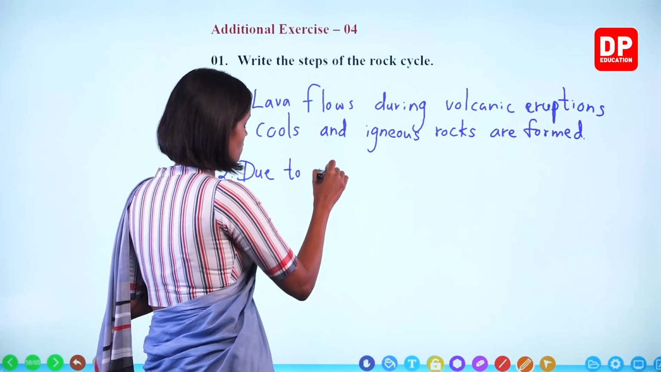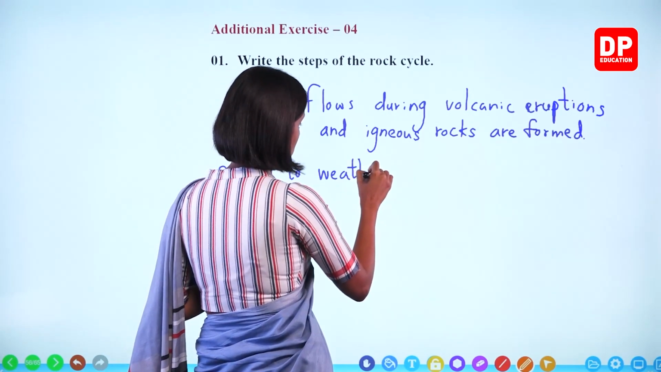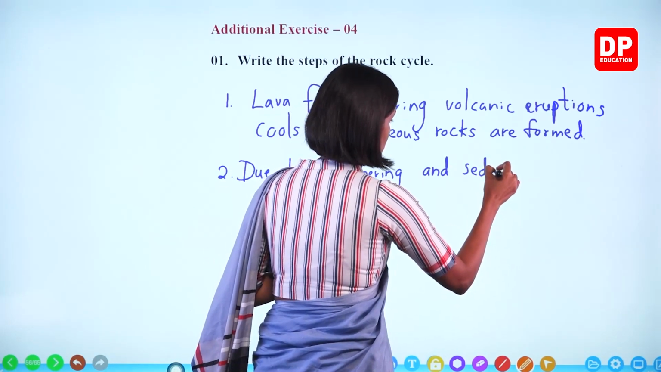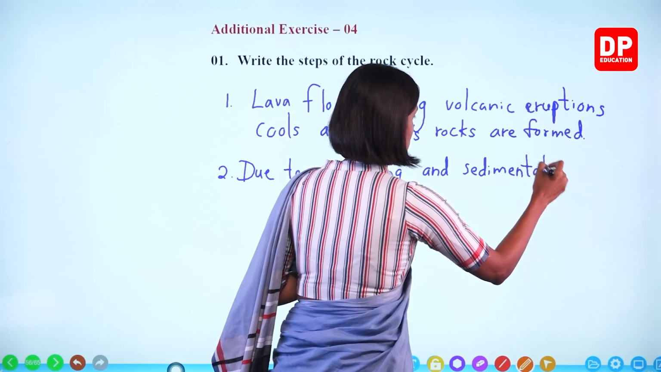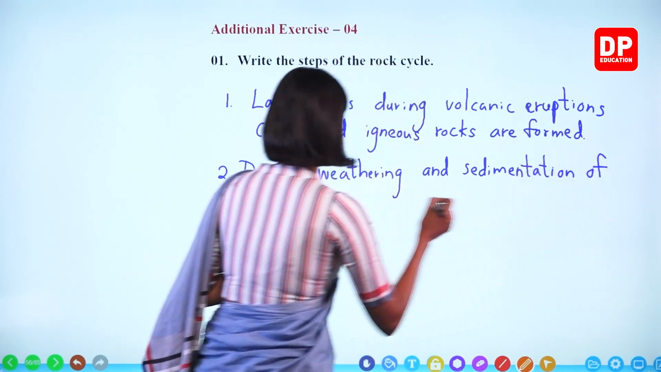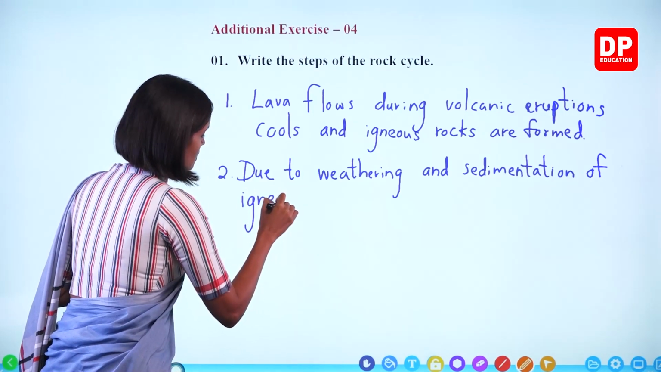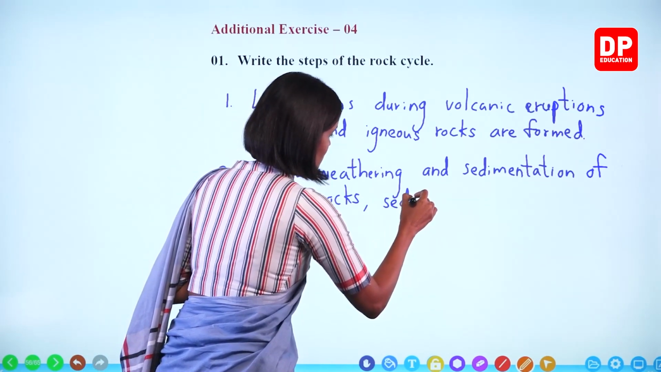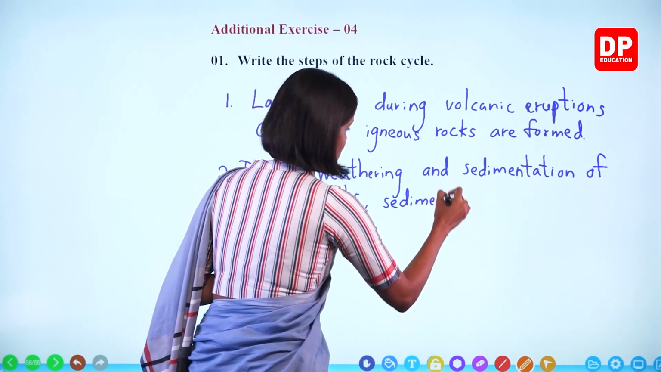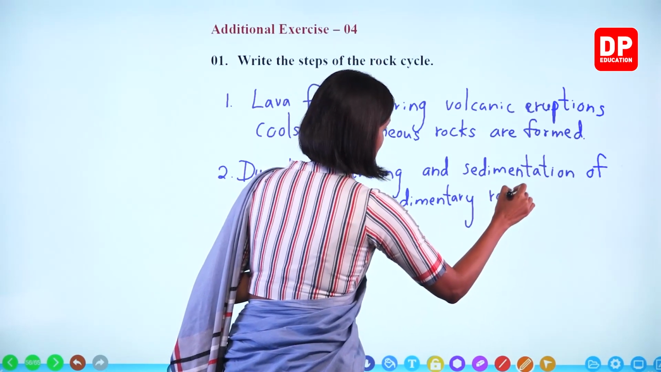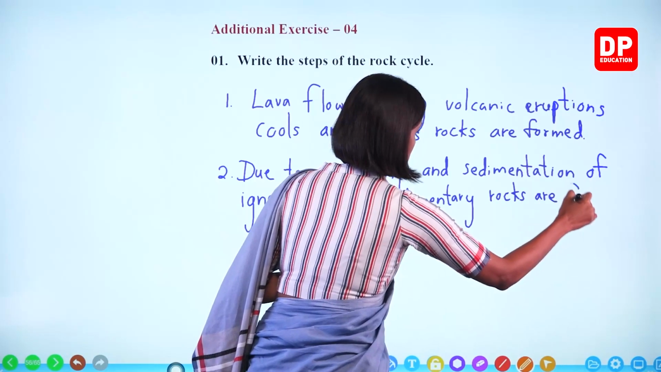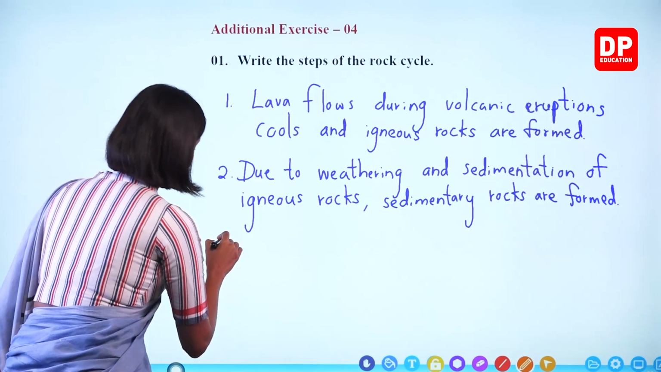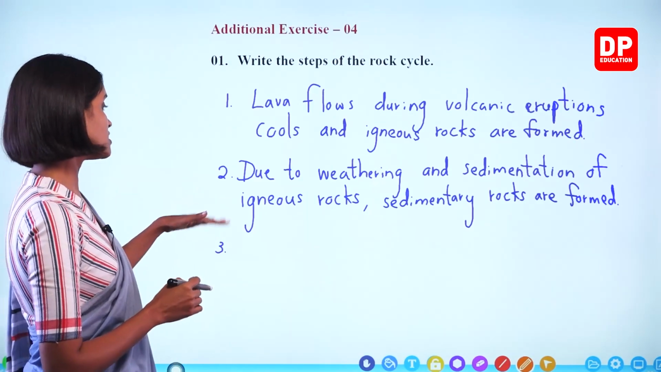Due to weathering and sedimentation of igneous rocks, sedimentary rocks are formed. Right, children? Number 3. So then what happens?